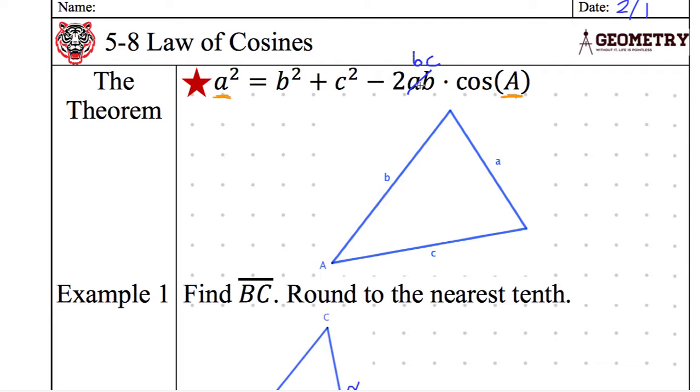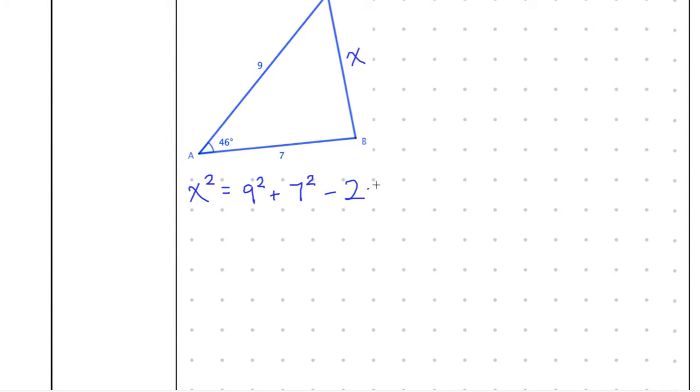Sorry about that, guys. Because it should be side, side, side, and side. The only place that you use A is at the very beginning. That's my bad. Okay. Sorry, Ellery. Wait, so that should be 2 times 7 times 9, times the cosine of 46. Times cosine of 46. Thank you.